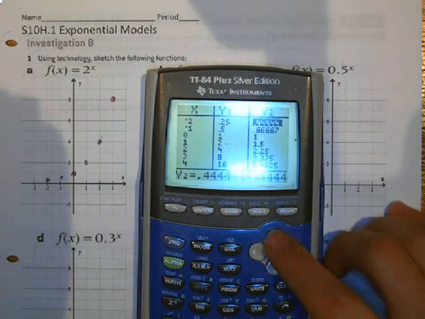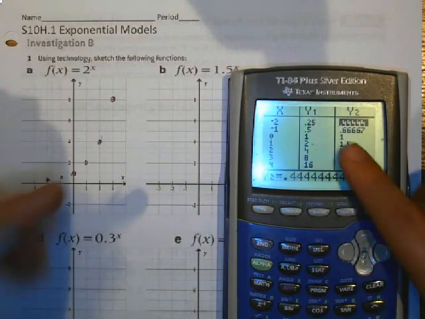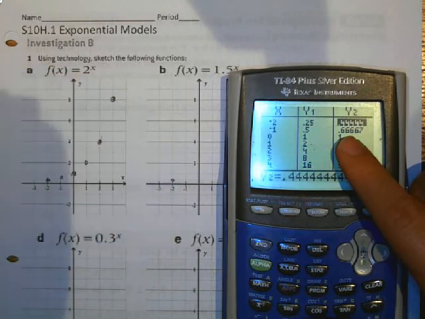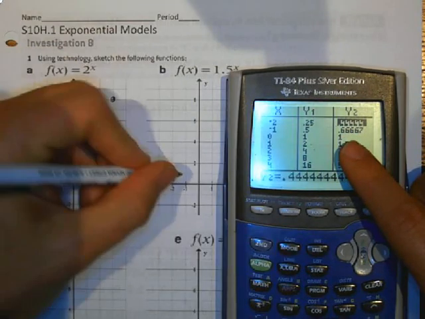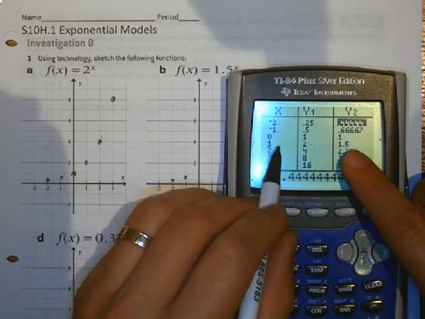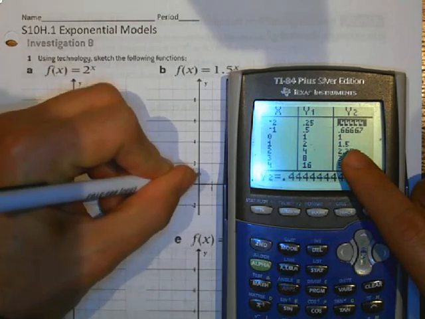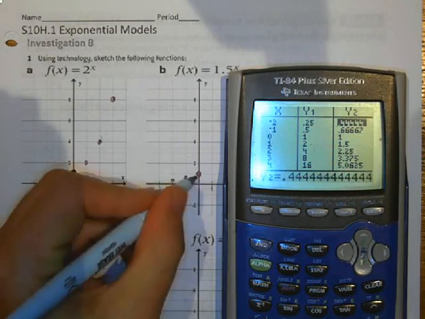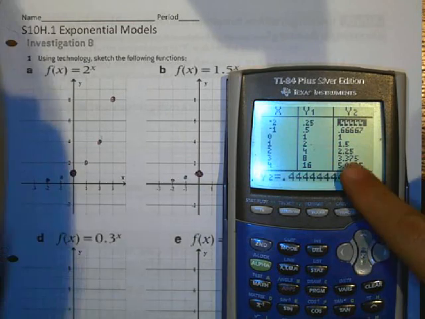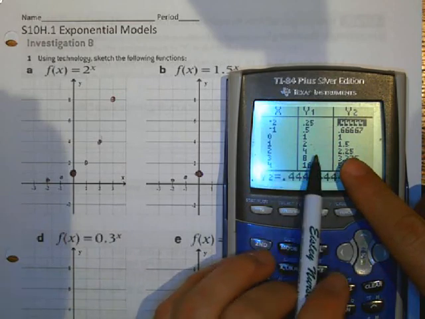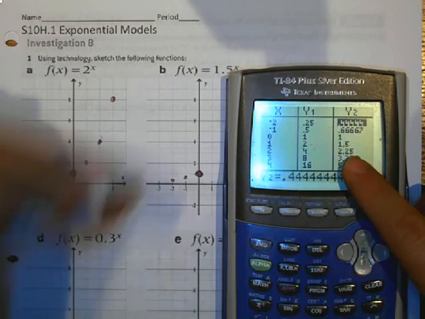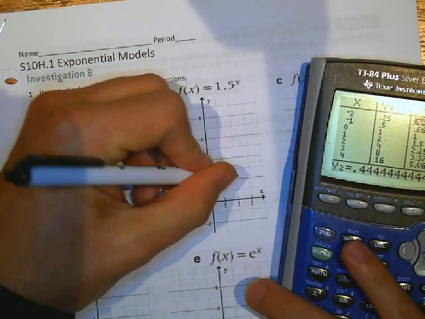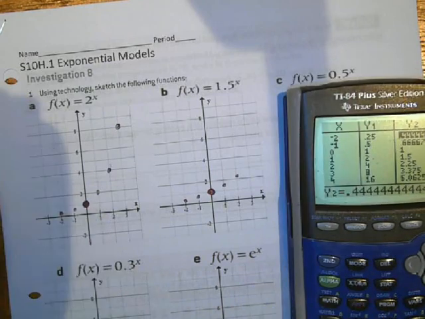Now with our other function, when x is -2, we're at 0.4. That's somewhere around there. When x is -1, we're at 0.6. That's somewhere around there. When x is 0, we're at 1. Notice this is the same spot as the other graph. That's very important to notice. And then when x is 1, we're at 1.5. And when x is 2, we're at 2.5. So it's growing, just not quite as fast.